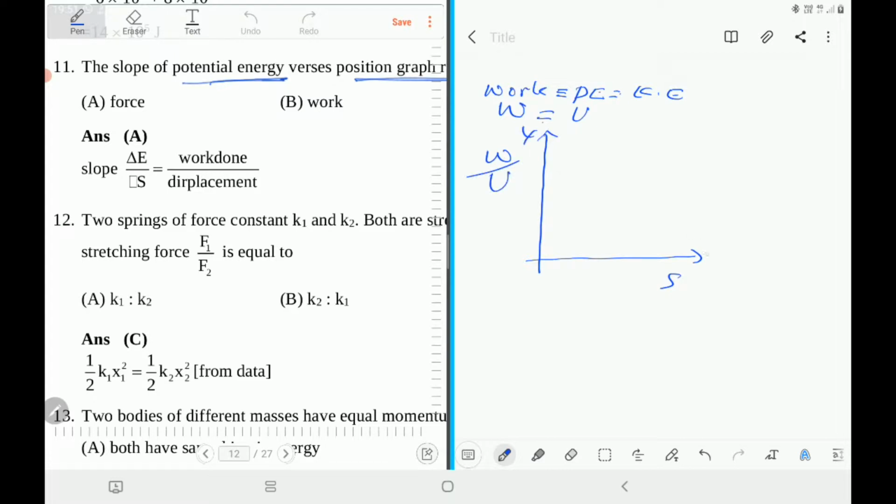Take potential energy or work along y-axis and displacement along x-axis. You plot a graph. If there is a graph like a line, any shape, a curve or a straight line, there are different situations we will come across. For different examples, different types of graphs will be there. In this graph, as displacement increases, work also increases. There are examples for such situations we will come across.